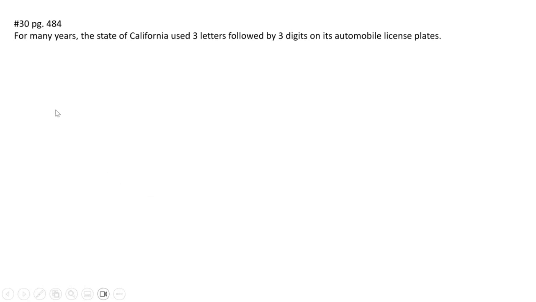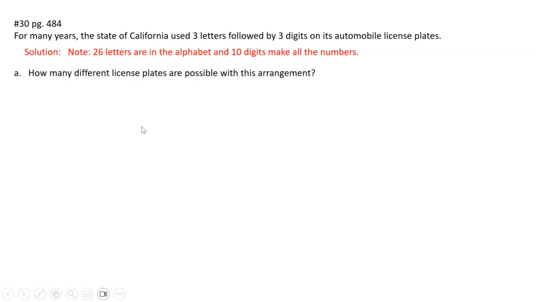Now, this is number 30 on page 484. This is again from the homework. For many years, the state of California used 3 letters followed by 3 digits on its automobile license plates. Okay, so let's do it. So there's 26 letters in the alphabet, and 10 digits make all the numbers. So here we go, right? So we're going to have 3 letters followed by 3 digits.